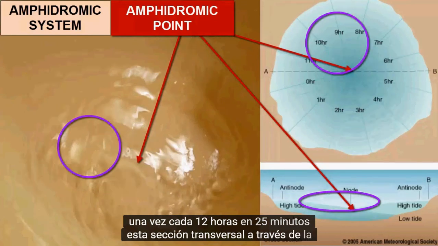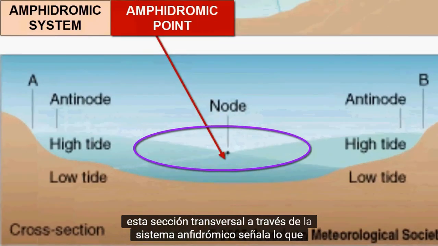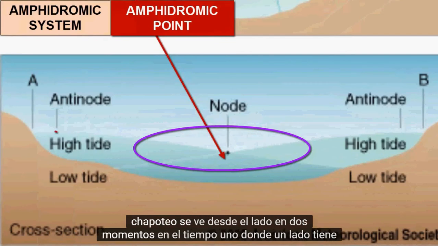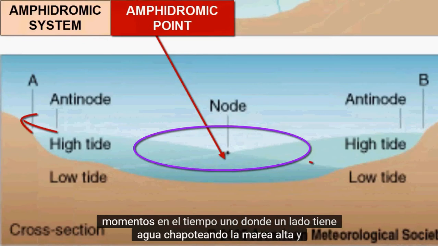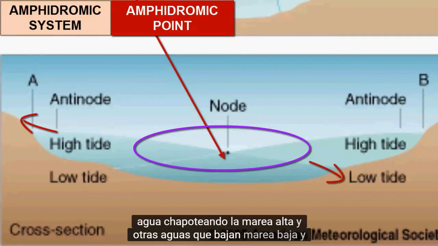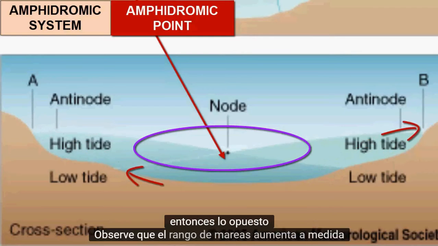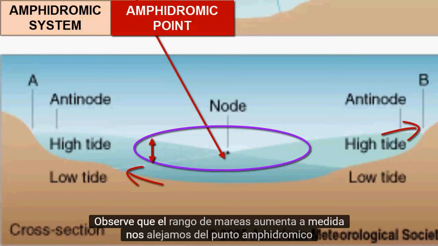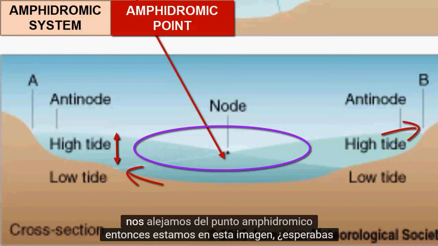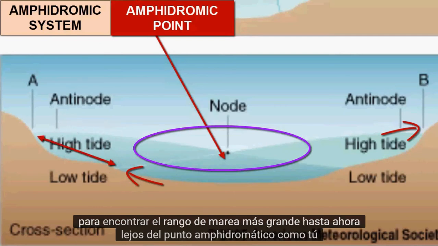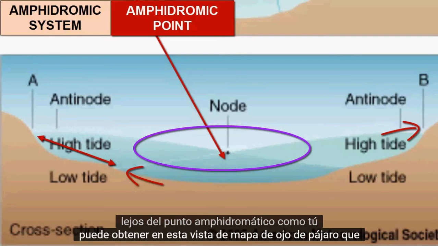This cross-section through the Amphidromic System points out what the sloshing looks like from the side at two moments in time. One, where one side has water sloshing up, high tide, and the other water sloshing away, low tide, and then the opposite. Notice that the tidal range increases as we move away from the Amphidromic Point. So where in this image would you expect to find the largest tidal range? As far away from the Amphidromic Point as you can get.